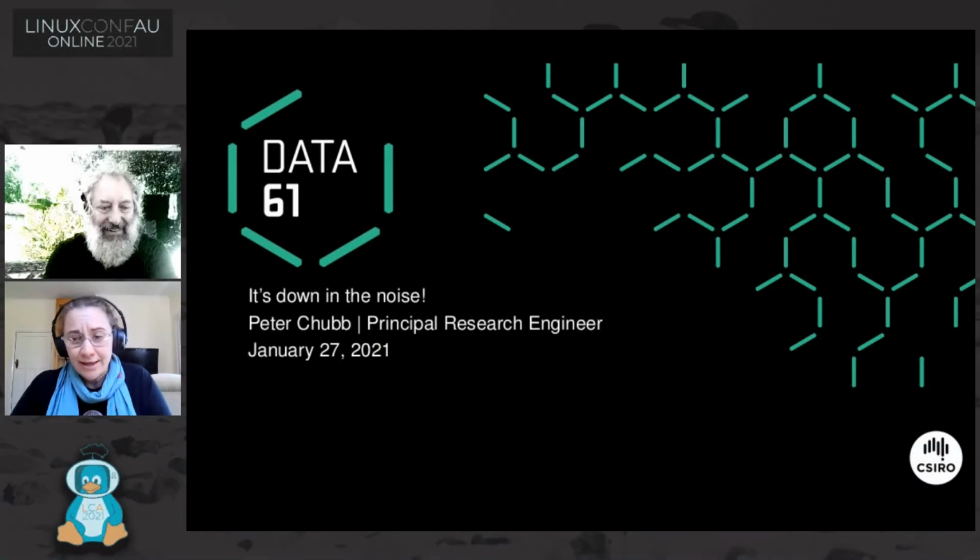It's my absolute delight to introduce our next speaker, Peter Chubb. Peter's going to be talking to us about performance, and it's not down in the noise. Peter's been using or contributing to the Unix and Linux systems since 1979. He currently works with the Trustworthy Systems Group in Data61, CSIRO. Peter's expertise is in Linux kernel and low-level system software and in measuring and improving these.